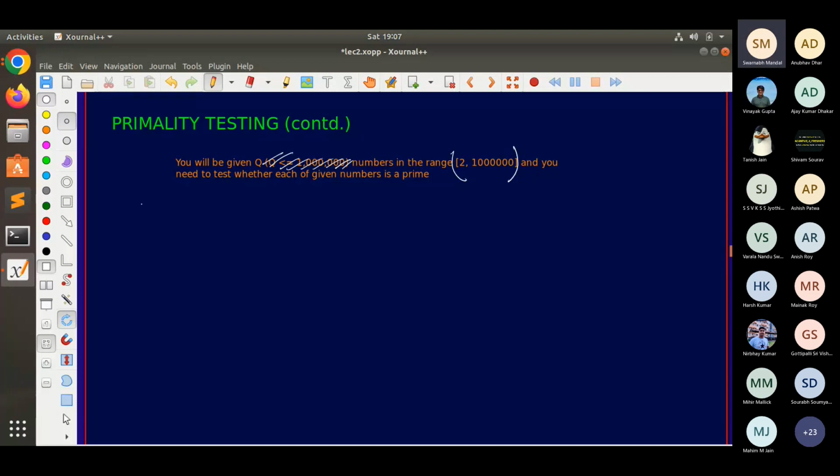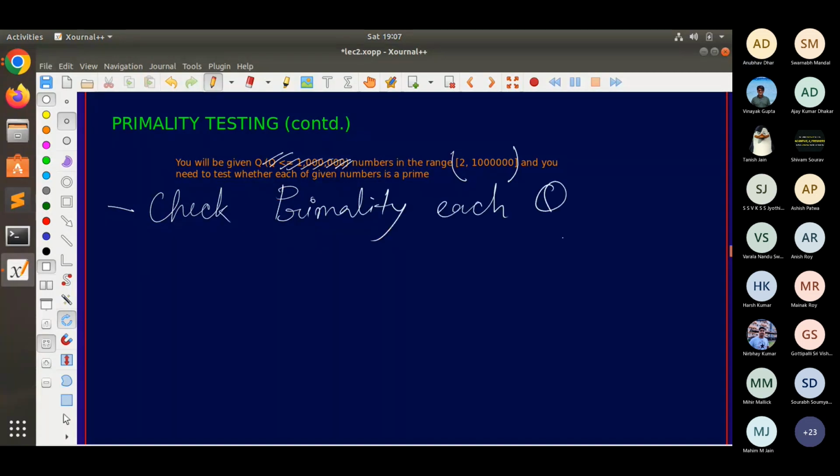We'll use 2 for loops. One will be for going throughout the array, and another will be for checking primality of each number. Okay, so you basically check primality for each number, each query. This is what you are suggesting, right? Yes. And how do you check? Using the previous algorithm of checking prime numbers, in order root n.